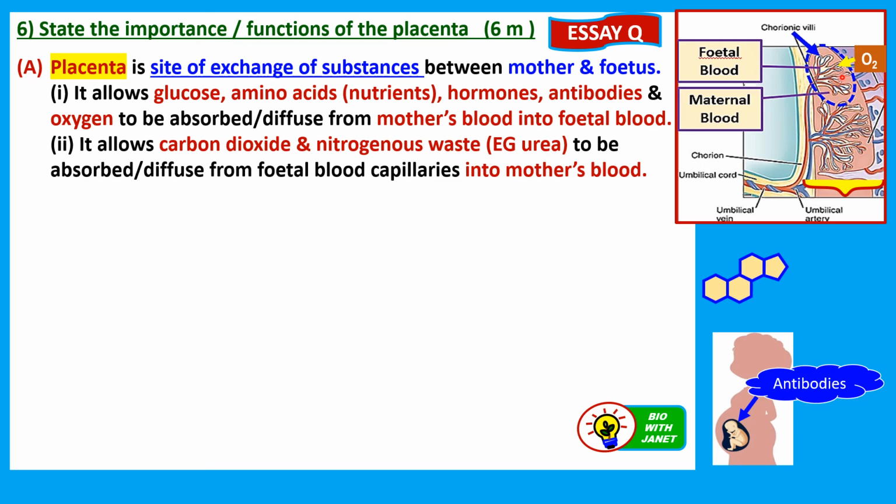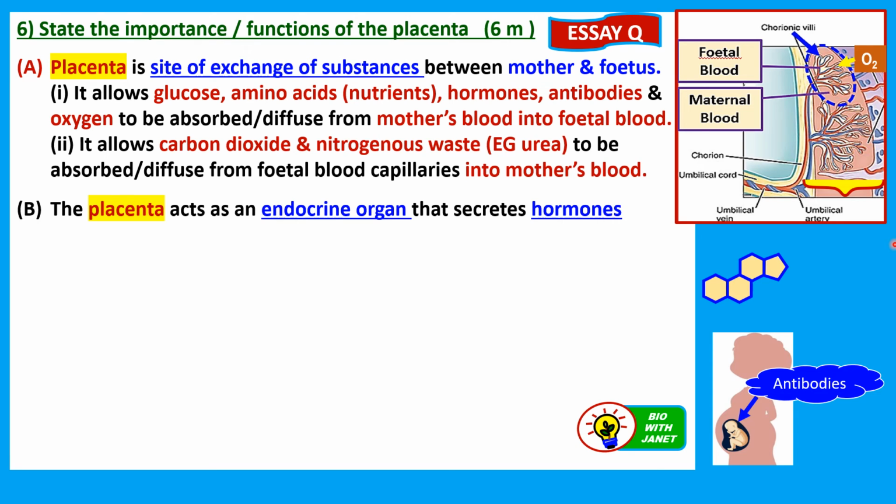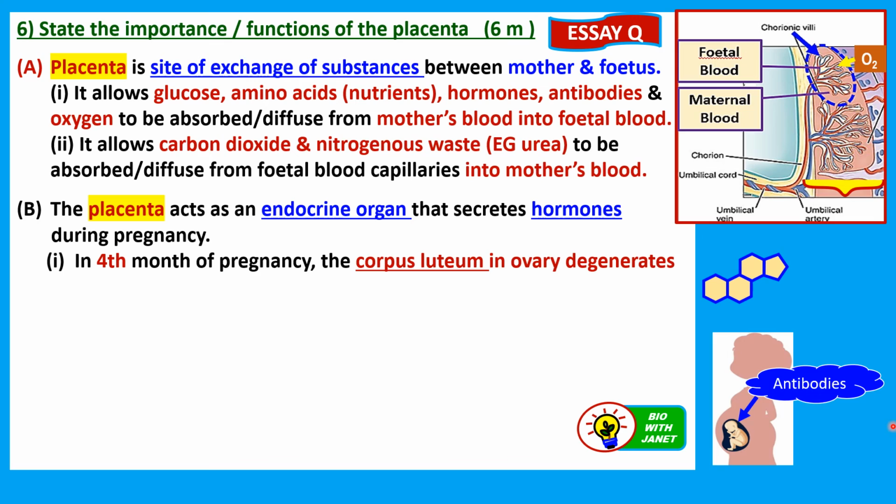It also allows carbon dioxide and nitrogenous waste, such as urea, to be absorbed and diffused from the fetal blood capillaries here into the mother's blood. So it's a site of exchange of substances between mother and fetus. Secondly, the placenta acts as an endocrine organ or endocrine gland because it secretes hormones during pregnancy.